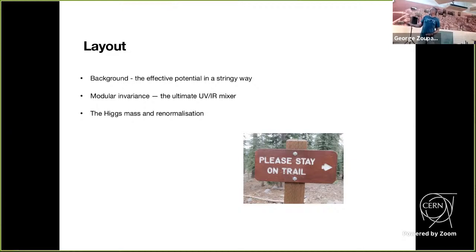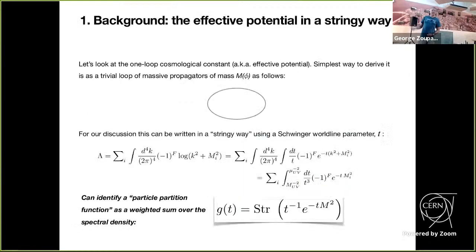So there are three parts to the talk. First of all, I'll talk about the effective potential of field theory, but I'll write it for you in a very stringy way. And then I'll show you what happens in string theory then, which will look hopefully moderately familiar by that point. And I'll show you how modular invariance affects the answer that you get. And then finally, I'll talk about renormalization, which is something we'll have to get to.